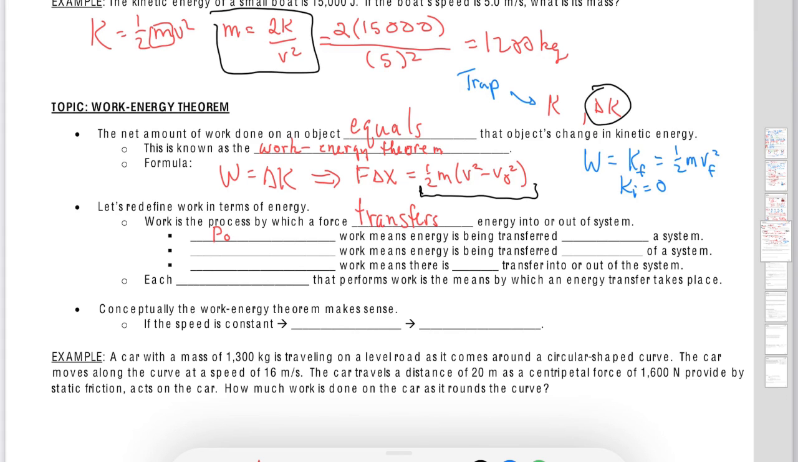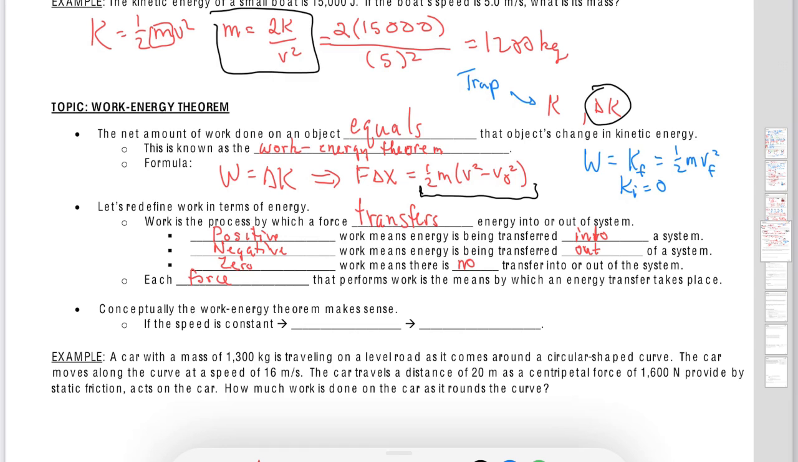If work is positive, energy is transferred into the system, causing my energy to increase. If it's negative, energy is actually transferred out of the system, and so my energy will decrease. And if it's 0 work, or no work done, then we don't have a transfer. Remember, each force that performs work is the means by which an energy transfer takes place.